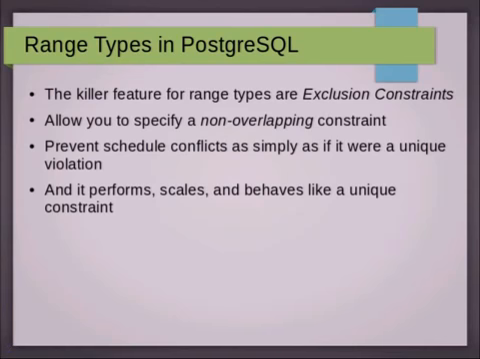And then one killer feature for range types is exclusion constraints. The idea here is a schedule conflict is a very simple notion just in everyday conversation. Everyone knows what a schedule conflict is. But to actually enforce non-overlapping schedules in a database system, any database system other than Postgres has major problems with this.